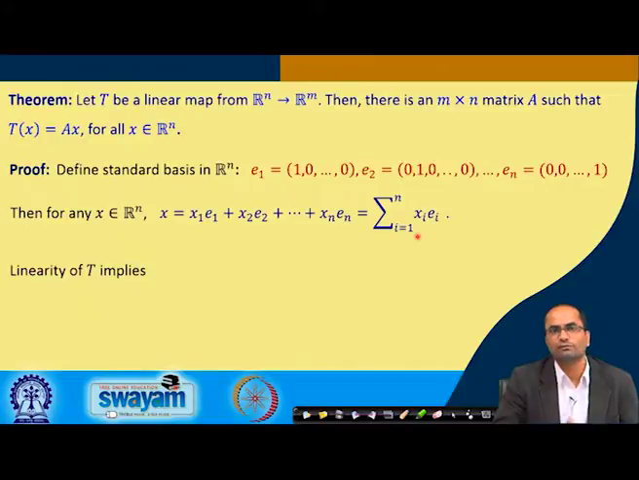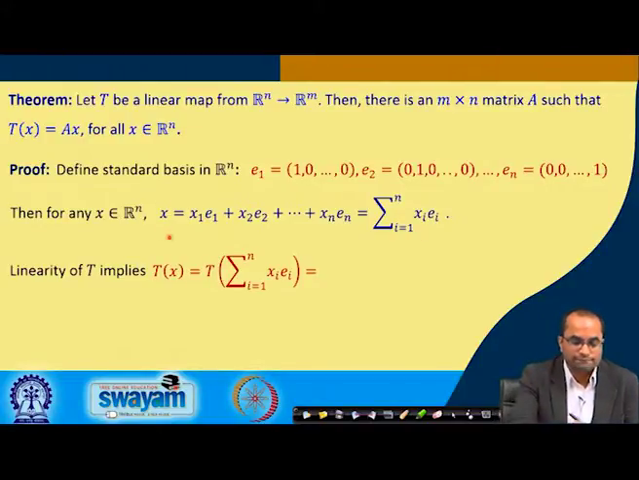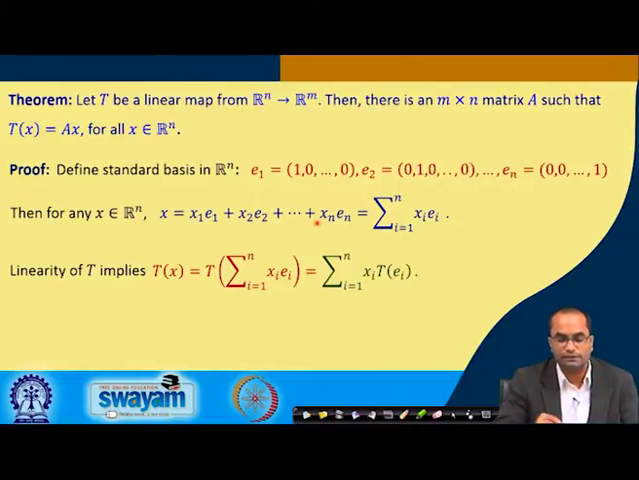Now if we apply this T, the linearity of T implies that T of x will be T of this summation, and basically we can apply T on each of these e i's. So, we have i from 1 to n, and T is applied on this vector e i because of the linearity. This is the linearity property, that T of x 1 e 1 plus x 2 e 2 and so on will be x 1 into T e 1 plus x 2 into T e 2, and so on, plus x n into T e n.